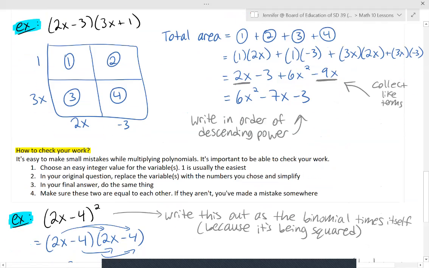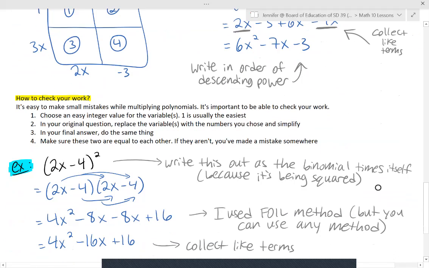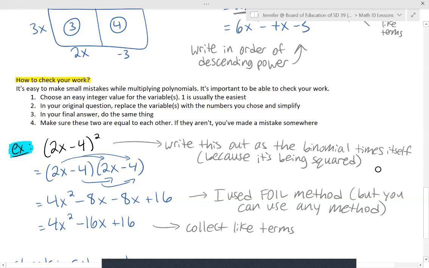To end off this lesson, we want to talk about how we can check our work. It's easy to make small mistakes when you're multiplying polynomials, so it's important to be able to check your work to ensure you're doing things correctly. I've listed out the steps here of how you check your work. Essentially, you're just going to pick any easy integer value to replace the variables with. So I usually just pick 1 because that makes calculations very easy. So you're going to, in the original question, whatever you were given, replace the variables with that number that you chose and simplify. And then in the final answer that you just found, do the same thing and make sure those are equal to each other.